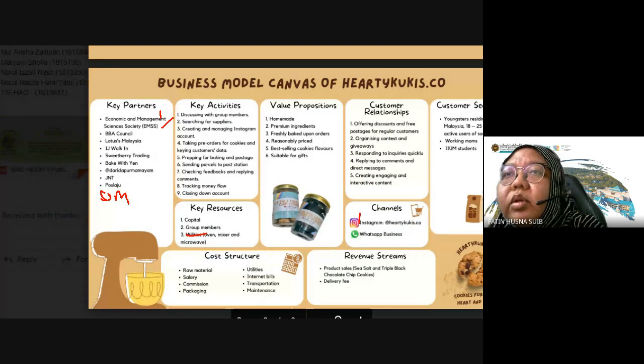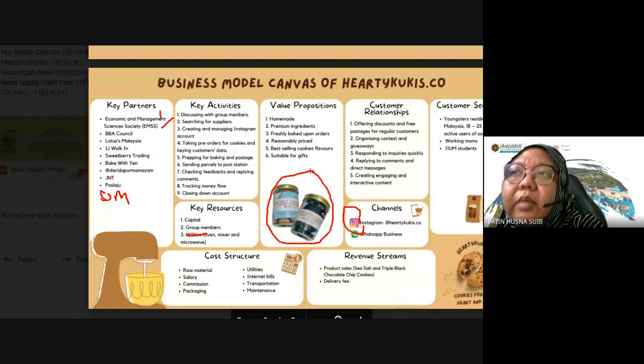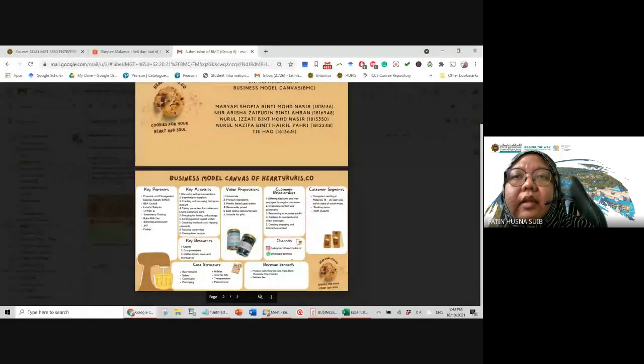If you want to put it like this in your final BMC, you can. But make sure that the format is not here and there. For example, this one is okay, but this one they changed. Please don't change your format. You can just put these cookies on top of the revenue stream. That is better than changing the format of the boxes.